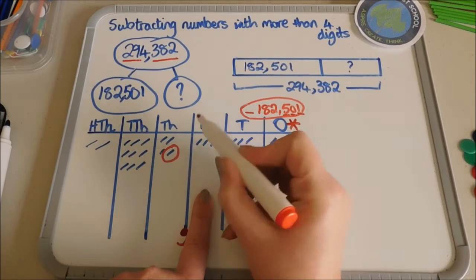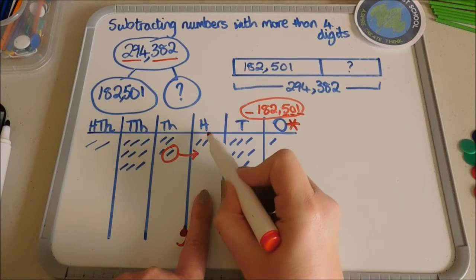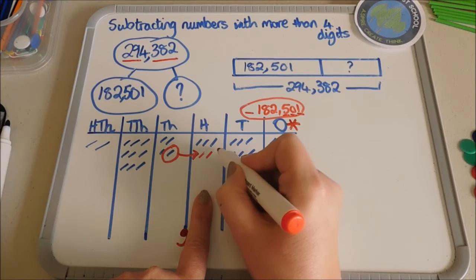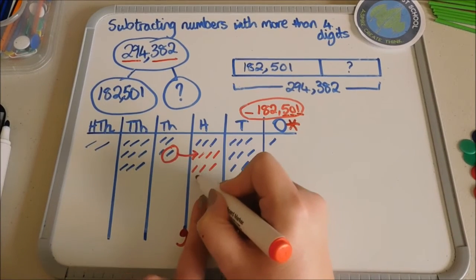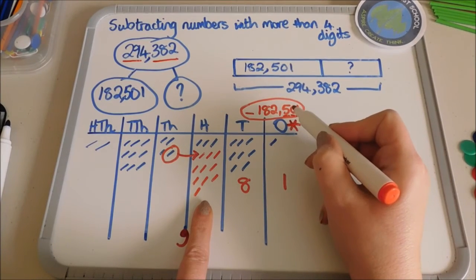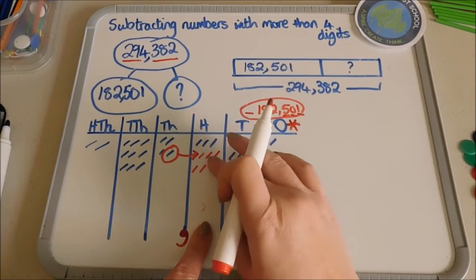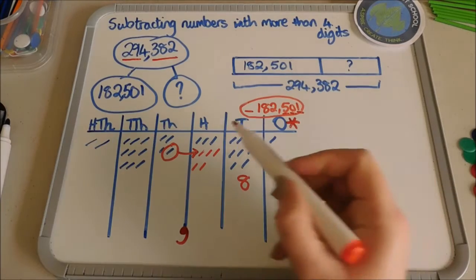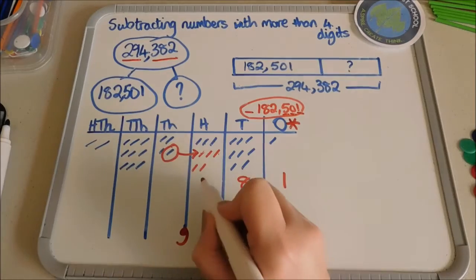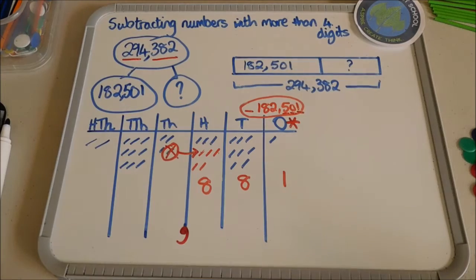So I'm going to get 1,000 and I'm going to bring it over, and that 1,000 is the same as 10 lots of 100. So I need to draw in 10 lots of 100. Now I can subtract 5. So I'm going to take away 5. And that leaves me with 8. Okay, now remember this one went, so we can't count that.